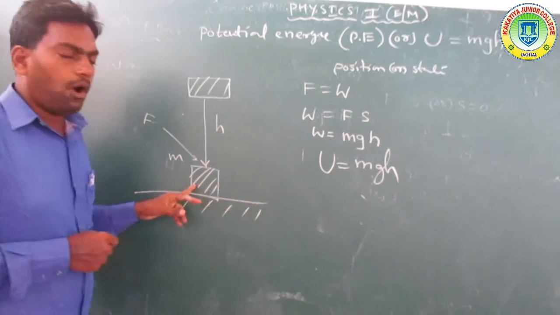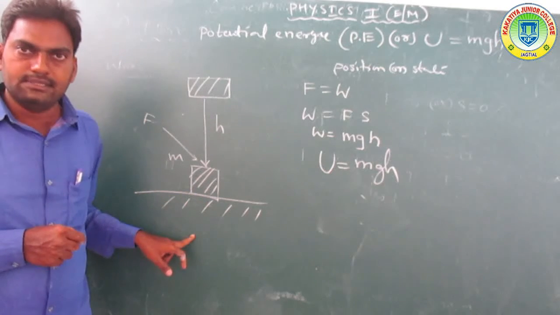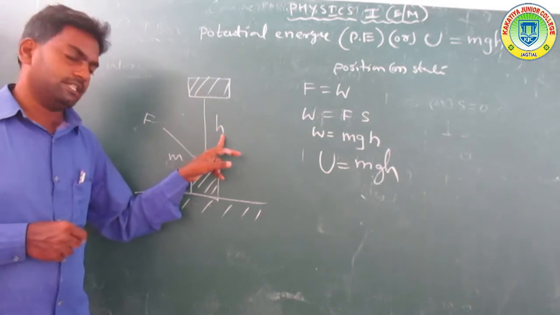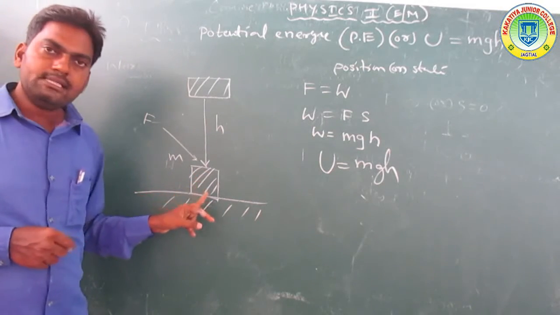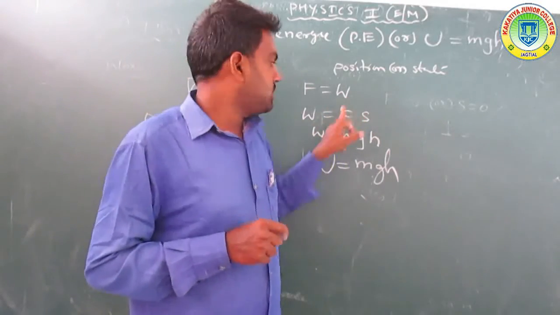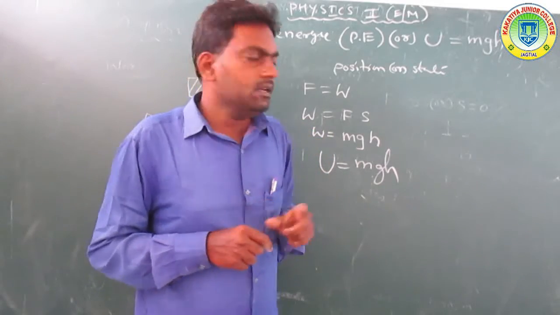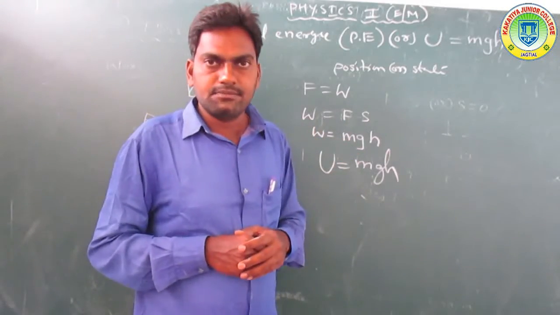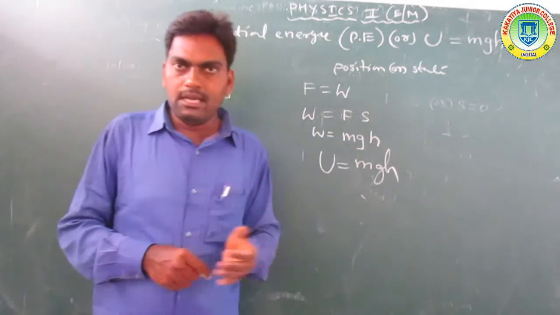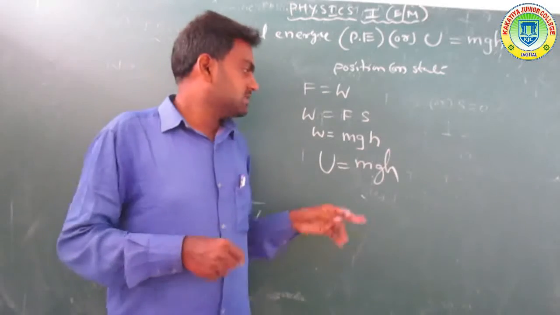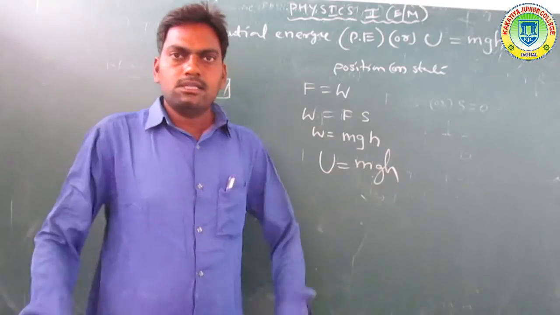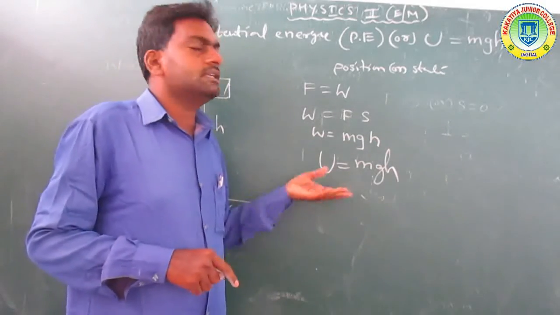Now consider an object placed on the surface of the earth. Some force is applied on the body through some distance h. The force is equal to the weight of the body. According to the definition of work done, W is equal to F into S. F is nothing but mg and displacement is h, so U is equal to mgh. The total work done will be stored as potential energy.